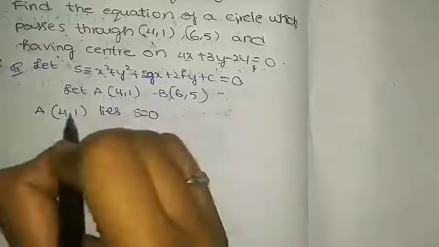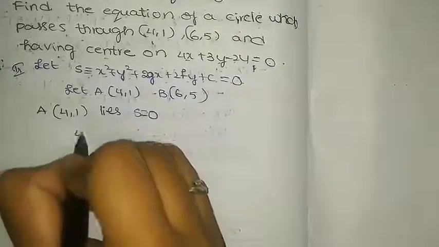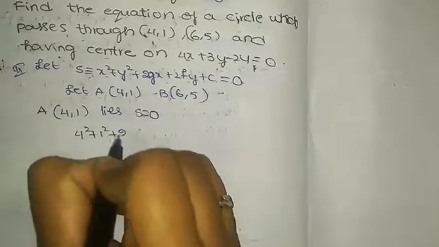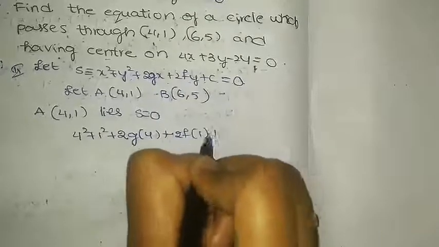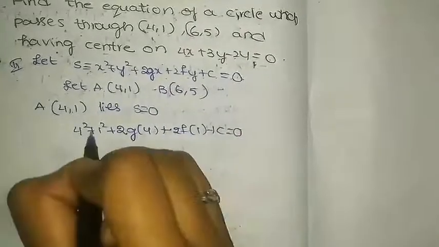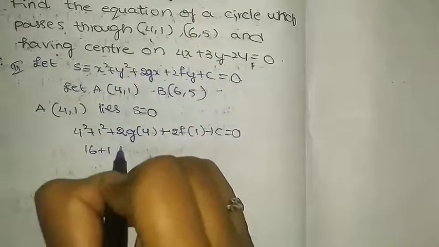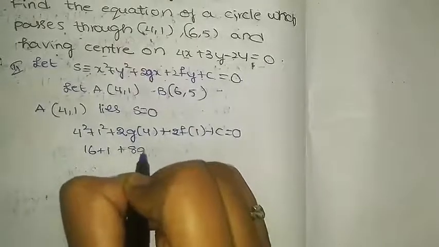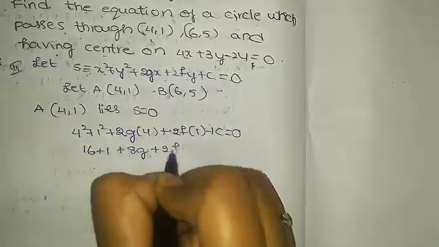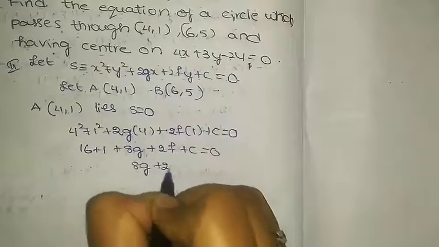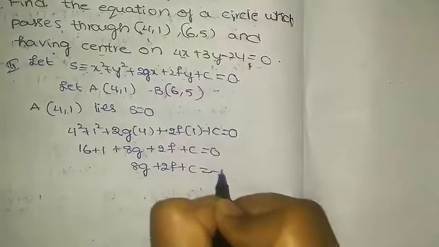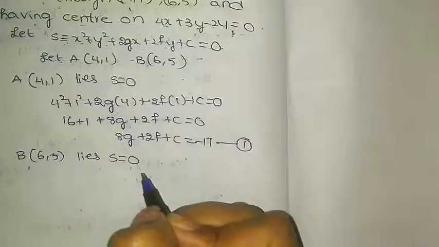So now we can substitute these values in the circle equation. 4 square plus 1 square plus 2g into 4 plus 2f into 1 plus c equal to 0. 16 plus 1 plus 8g plus 2f plus c is equal to 0. So from this, 8g plus 2f plus c is equal to minus 17 is the first equation.